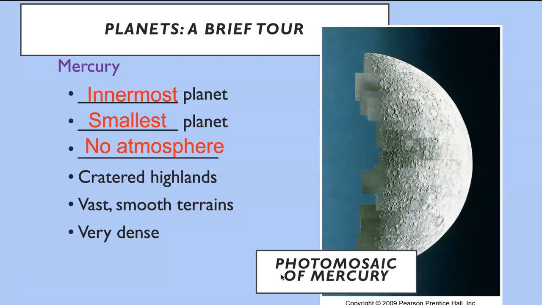Because Mercury is so close to the sun, it has the greatest temperature change of anywhere in the solar system. The daytime side that faces the sun gets as hot as 800 degrees Fahrenheit, or 430 degrees centigrade. The nighttime side gets as cold as minus 290 degrees Fahrenheit, or minus 180 degrees centigrade. So not a very good place to hang out if we wanted to go to some other planet.